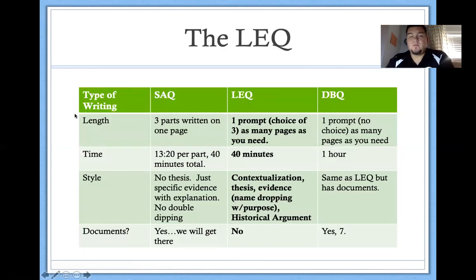Here is the rubric, and we're going to spend way more time on this, but just so you understand, the LEQ has one prompt choice of 3, and your contextualization is going to be here and here. So if we're going to get really good at contextualization, it's 2 points of the overall essay writing, which is a decent percentage of your overall score. So it's something that we need to work on and we'll get better at.